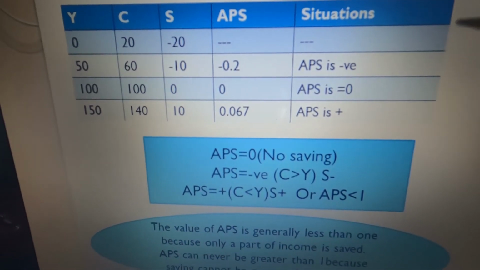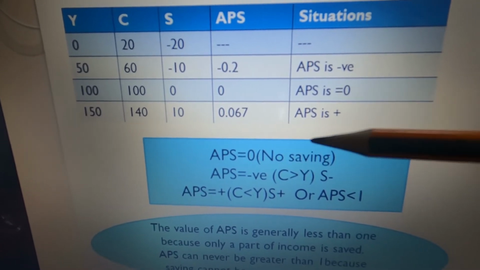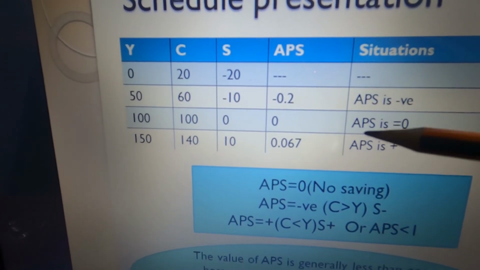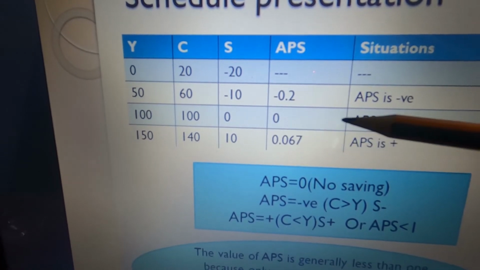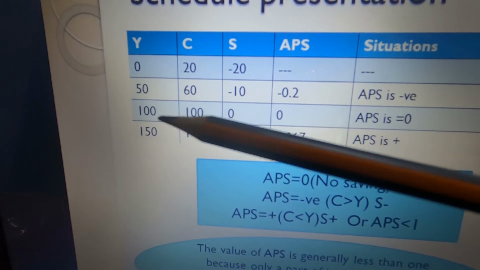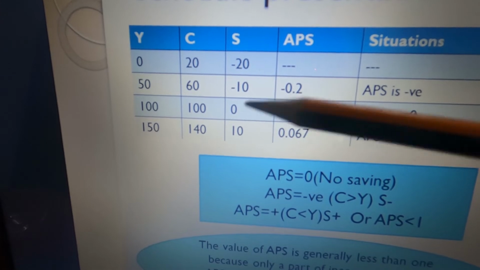Now, what does it indicate here? APS is 0 means there will be no saving here. So, is it? Yes. See here. APS is equal to 0 means in this situation, what is happening? Y is equal to C. So when Y becomes equal to C, then there will be no saving, right?